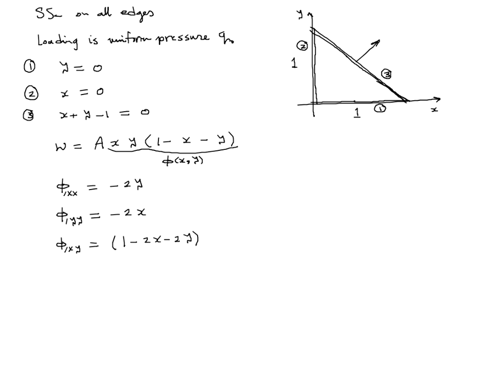and our F. So for example, F is going to be integration over the plate of Q, which is just a constant, times phi, which is just x, y, 1 minus x minus y, dx, dy. So the question now is, what would be the limits of integration?